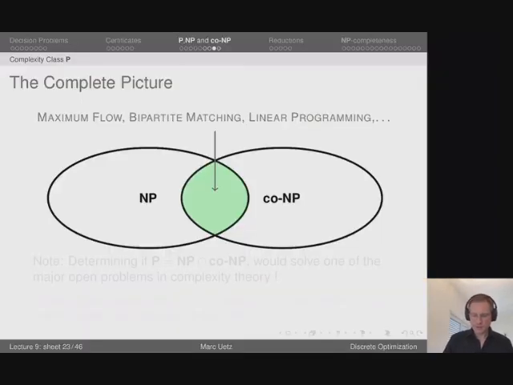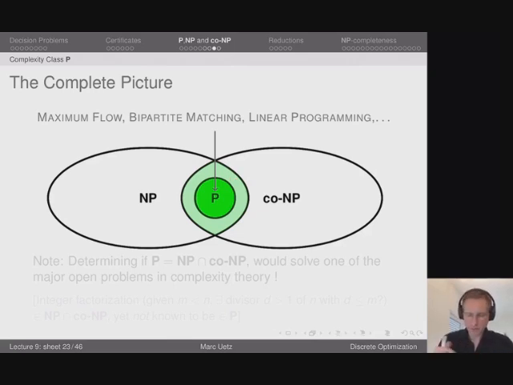So we can go back to our Venn diagram here and complete it by saying that the polynomial time solvable decision problems are actually a subset of NP and also a subset of co-NP. So they lie in this intersection. And you, of course, notice that this is some darker green and this is just a light green. So the question is, is there also something here? And the answer is yes.